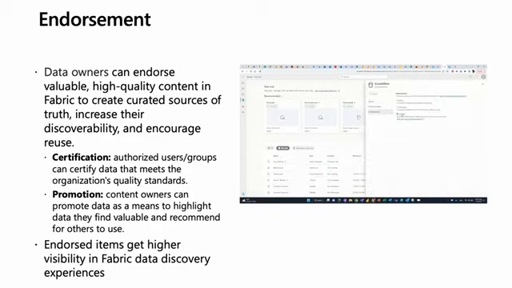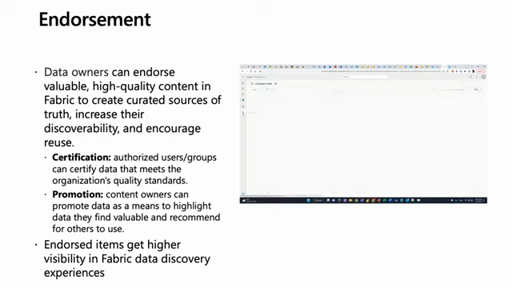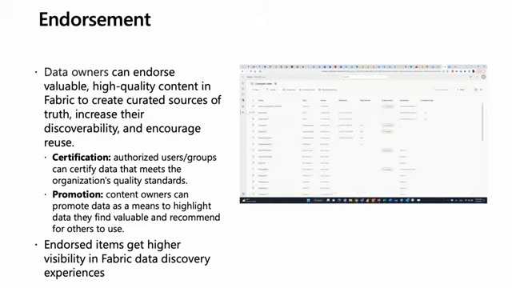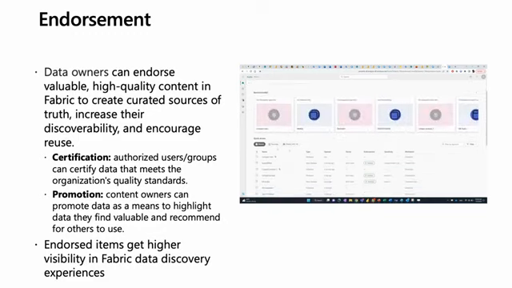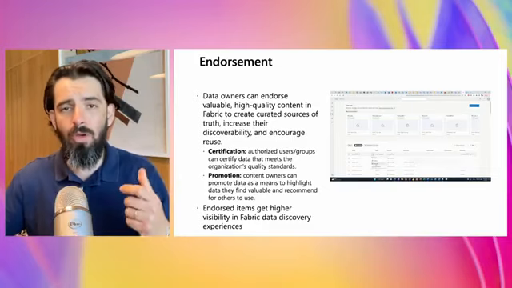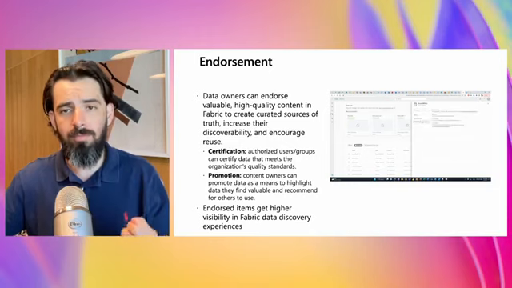And this is where endorsement is another important capability for enterprises that is built into Fabric. Endorsement helps users in an organization to discover the high quality data assets endorsed by the central team. And today in Fabric, there are two ways to endorse your data assets. First is certification. Users that are authorized by Fabric administrators can certify data assets that meet organizations' data quality and reliability standards. The second way to endorse items is using promotion.